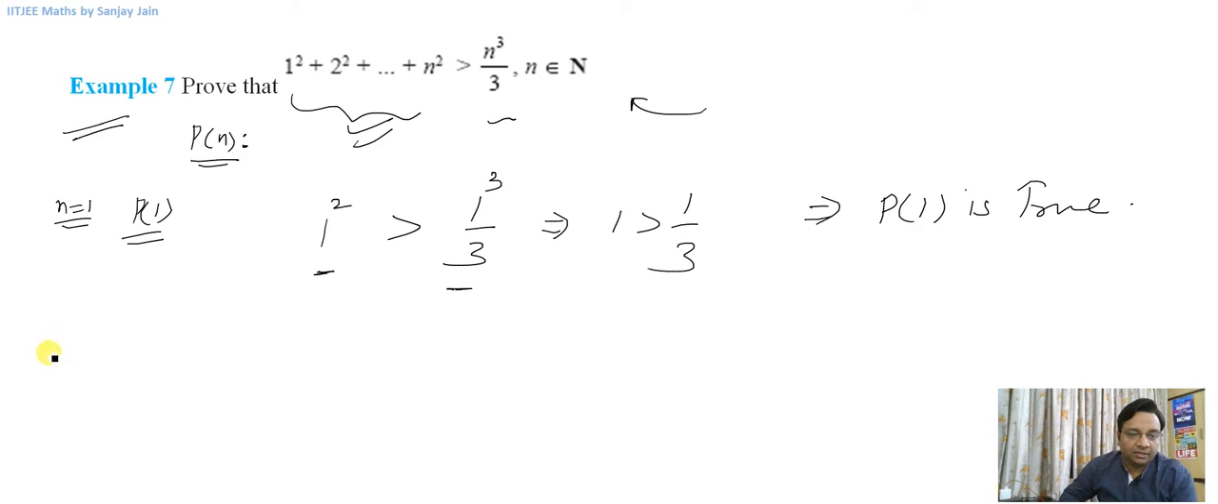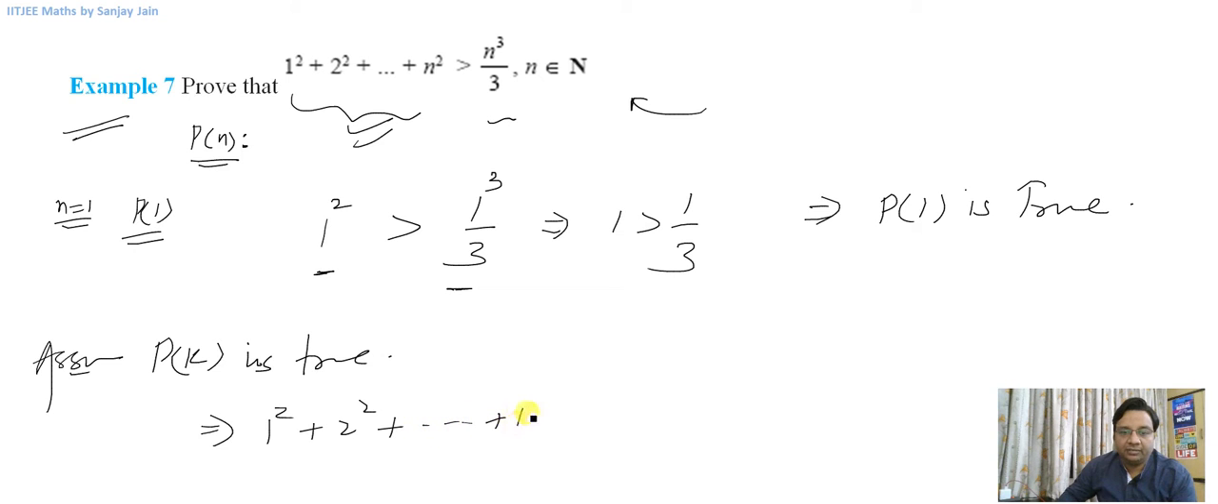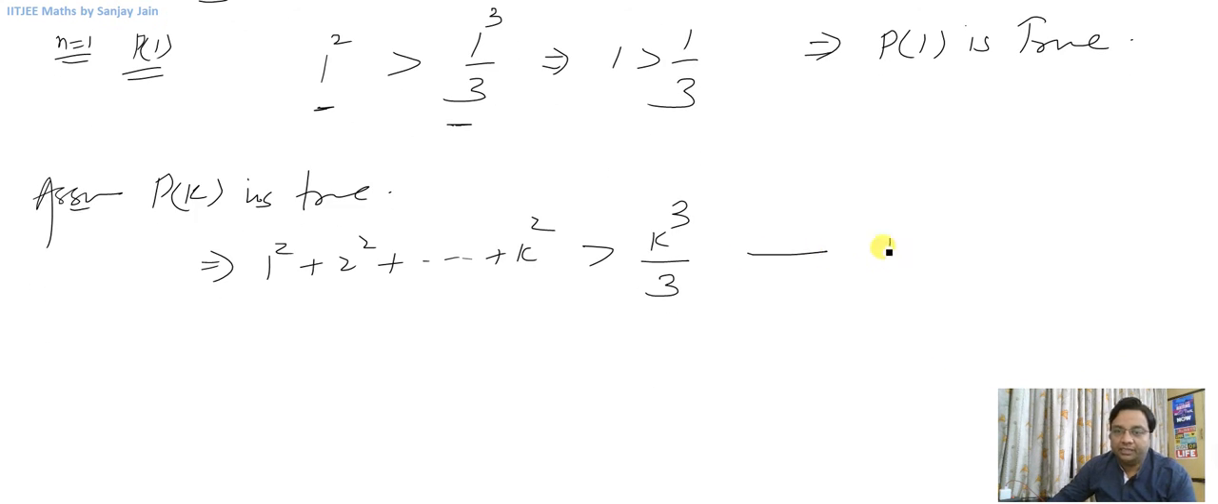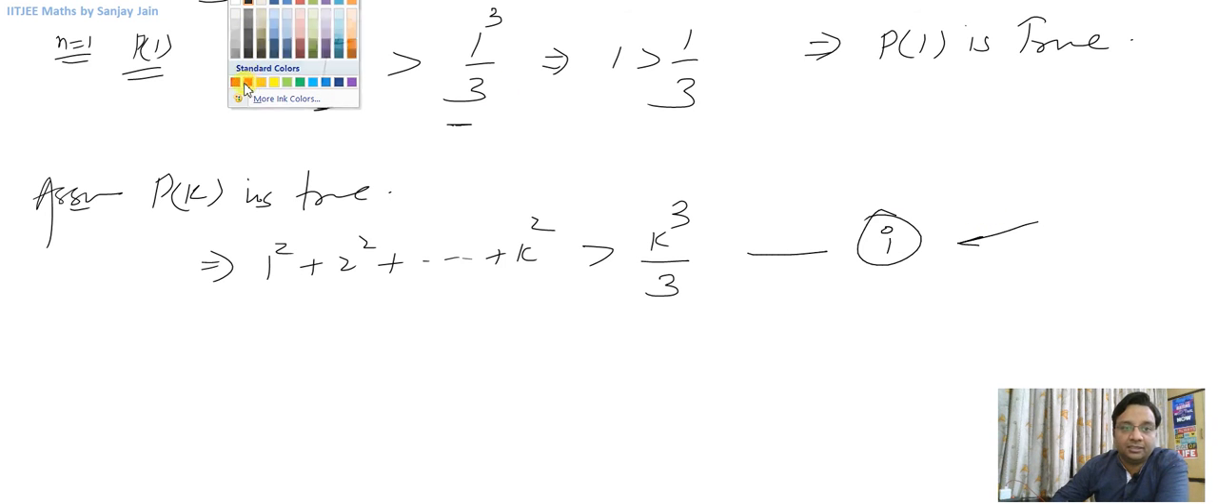Now I will assume P of k to be true. So that will imply that 1 squared plus 2 squared plus up to k squared is greater than k cubed by 3. Obviously k is also a natural number, right? And let it be my first statement, since this is not an equation but an inequality. Using this, if I can establish that P of k plus 1 is true, then I'll be able to say that by principle of mathematical induction, the given statement is true.